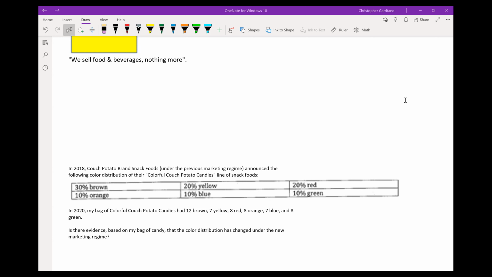Now, just looking at this data, hopefully you're realizing that this is categorical or qualitative data, right? Each candy itself falls into one of these 6 color categories, right? So the data that is being presented is categorical or qualitative.